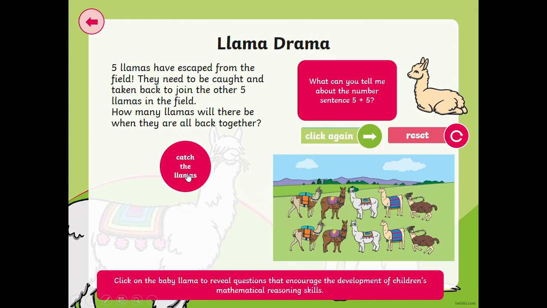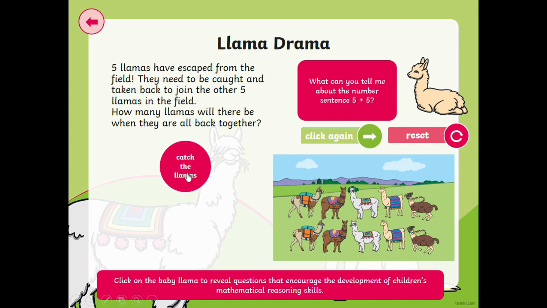So we move the llamas across. How many are all together? Now we've got 10. So we've got 5 here and 5 there. So 5 add 5 equals 10.